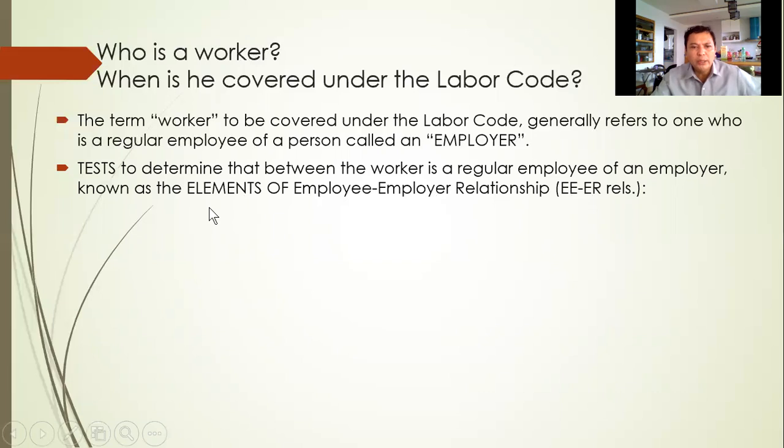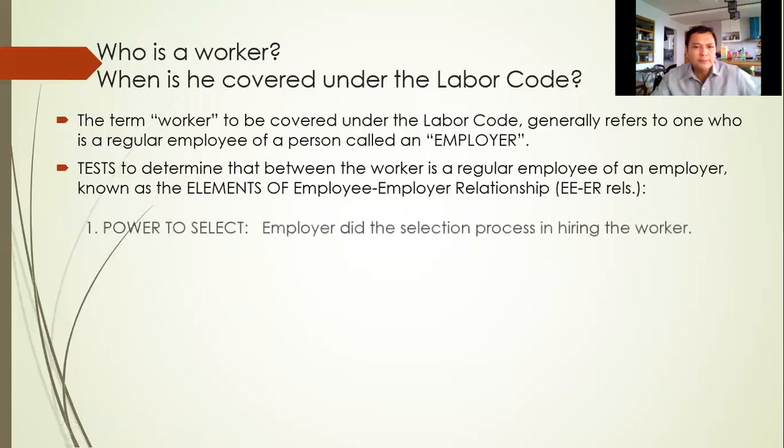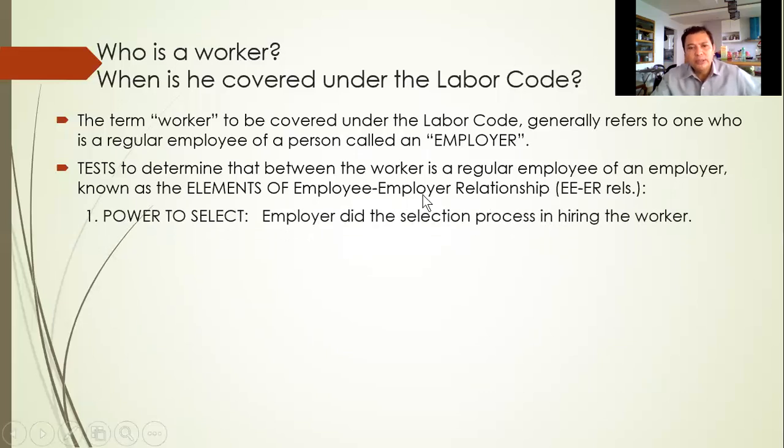So we should know how to run the tests in determining the elements of the employer-employee relationship. And these are as follows. Does the employer have the power to select? So if the employer did the selection process in hiring the worker, in interviewing, in running the examinations for entry, then that's check number one. So if the employee is being hired by a contractor and the contractor is the one doing the selection, then there is no employer-employee relationship.